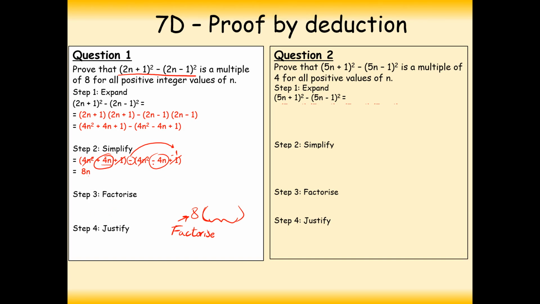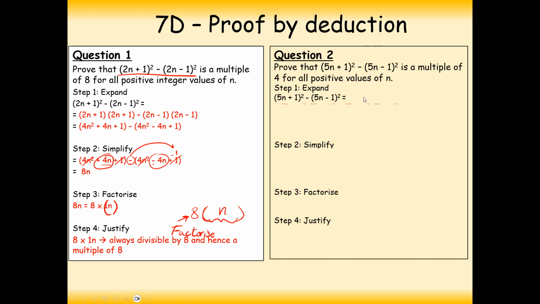So factor that out: 8n is 8 times n, written as 8 with a bracket, so we end up with the n inside the bracket. This is just to say at the end that 8 times n is always divisible by 8, and hence is a multiple of 8.